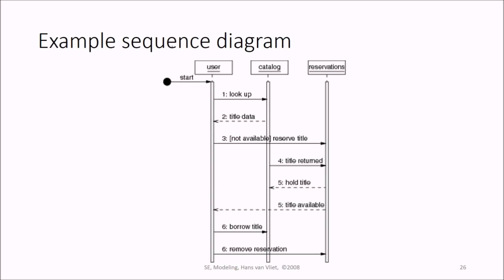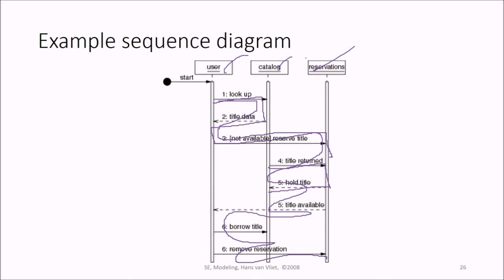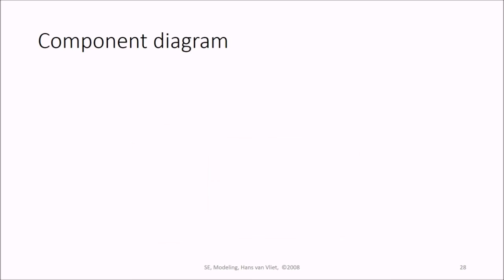This is an example of a sequence diagram. First a lookup will be done, then title data, then not available, result title, then the title will be returned. So this is a proper sequence which is taking place between these three: user, catalog, and reservation. Then the example communication diagram shows how reservation, user, and catalog communicate with each other from the start.